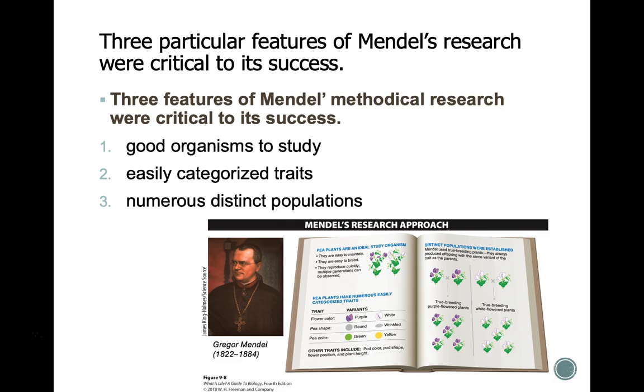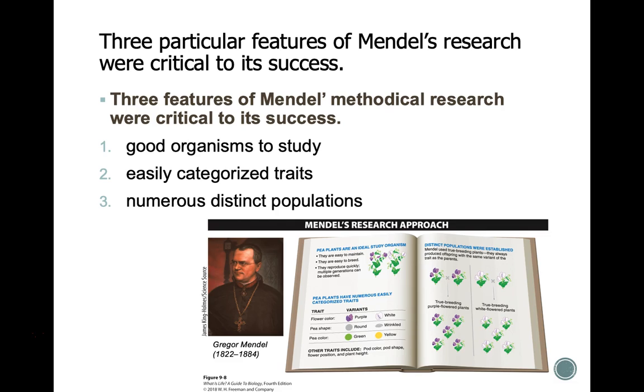He also chose characteristics that only had a couple of versions. So we'll see a little bit later that sometimes you can have many, many alleles, different types of colors and things like that, but he chose traits that were easily distinguishable and didn't have a lot of different categories or different types of traits.